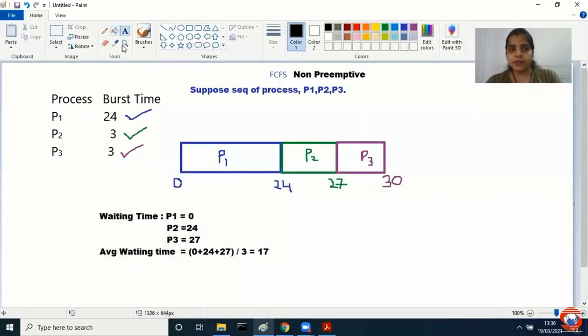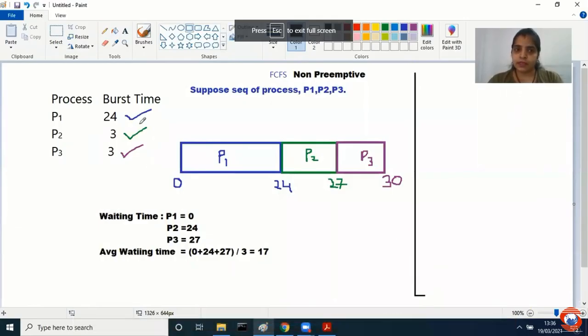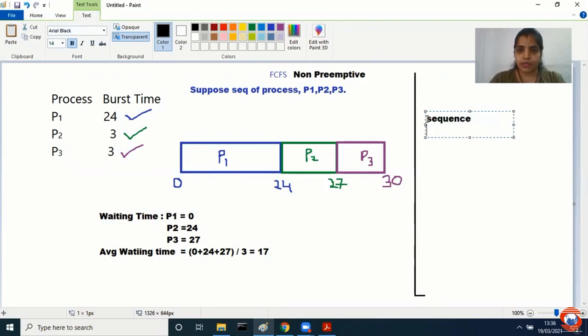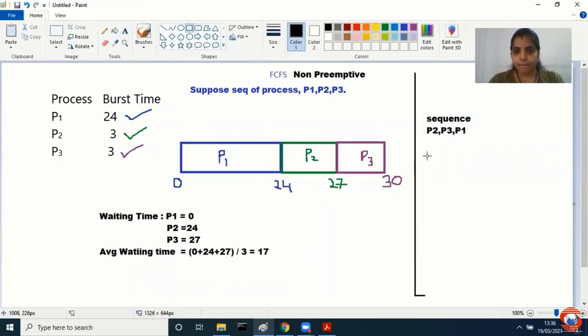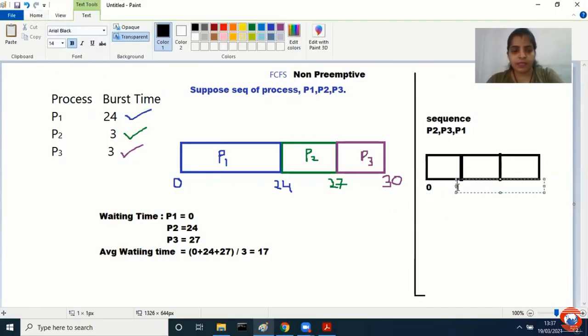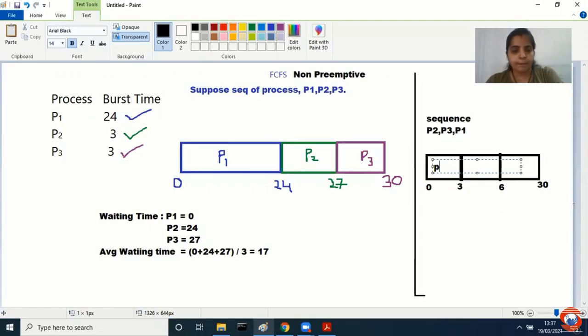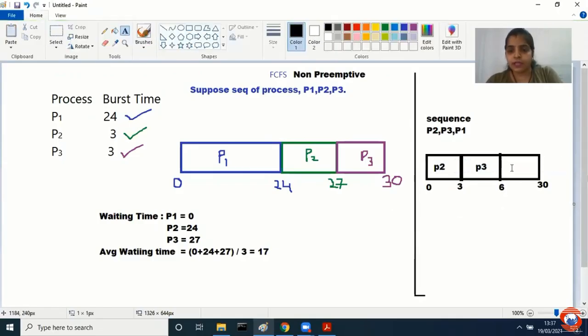अब, let us consider another scenario in the same example. Suppose if I would have considered the sequence as पहले P2, then P3, then P1. तो क्या होता था? P1, P2, P3. I'll just draw with the same color to save time. In this case, can I say this will be given at 0, this will be at 3, this will be at 6, this will be at 30. For this, P2 यहाँ पे आया, then P3 आया, and then P1 आया.